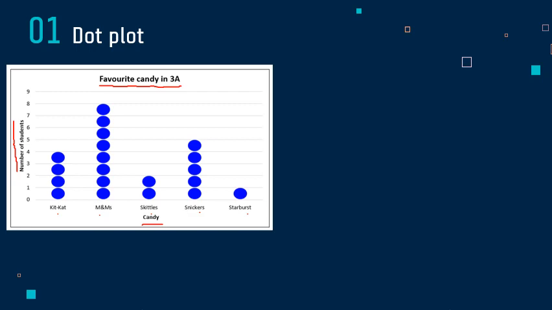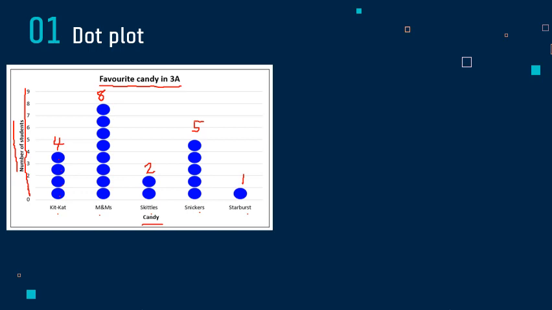Now for a dot plot, I don't actually need to have a y-axis because the dots are actually a count of how many students preferred that candy. So here I've got Kit Kat, 1, 2, 3, 4. So 4 students liked Kit Kat, 8 liked M&M's, 2 liked Skittles, 5 liked Snickers, and 1 liked Starburst.